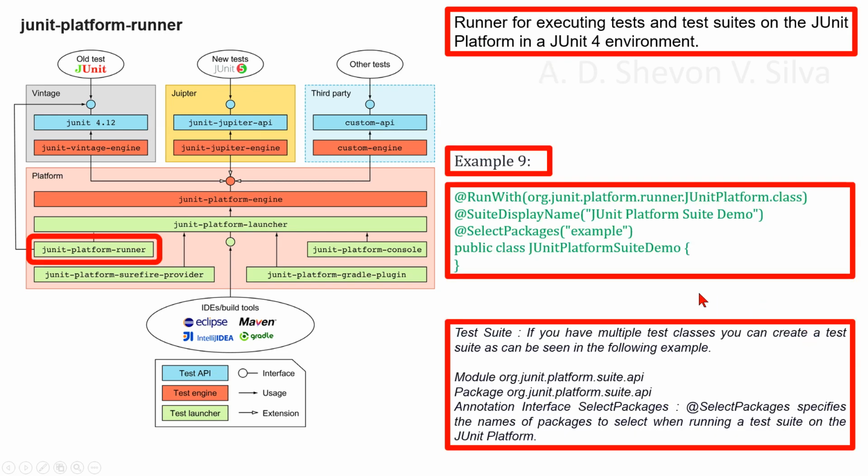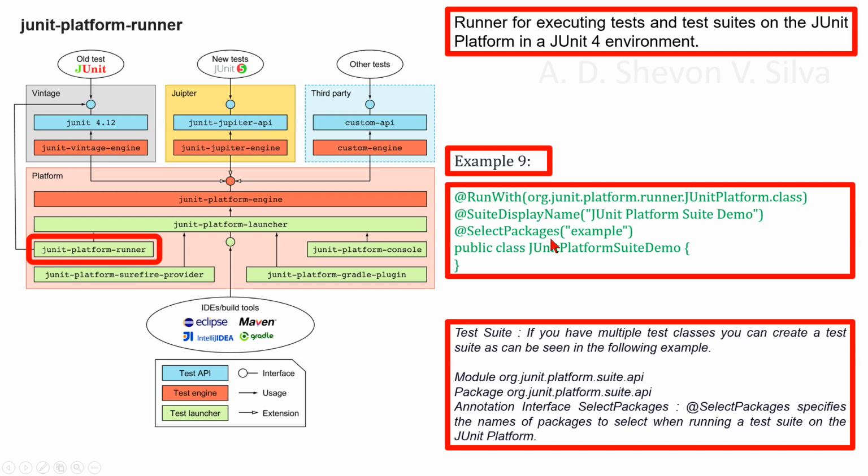Now we are considering test suite. If you have multiple test classes, you can create a test suite as can be seen in this example. The annotation type SelectPackages, in package org.junit.platform.suite.api, module org.junit.platform.suite.api. @SelectPackages specifies the names of the packages to select when running a test suite on the JUnit platform.